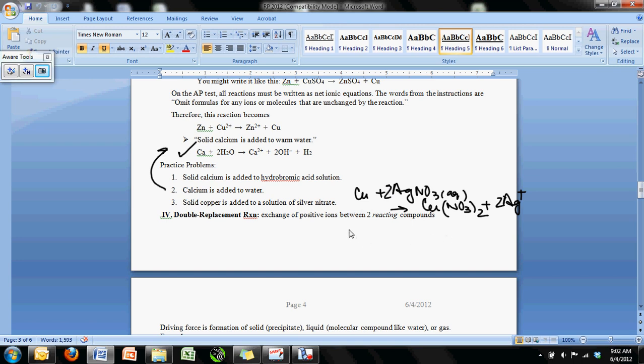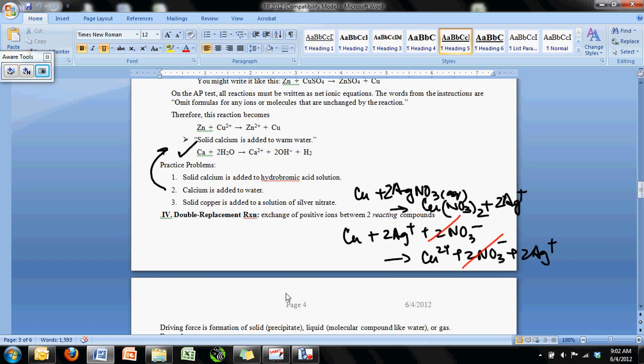For the net ionic, copper stays as such, silver ions break, nitrate breaks. It forms Cu2+ and 2 NO3- and 2 Ag+, and then nitrate and nitrate cancel out, so the net ionic is Cu plus 2 Ag+ gives you Cu2+ plus 2 Ag. This is just metallic silver.